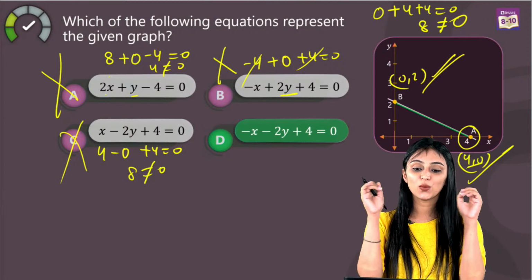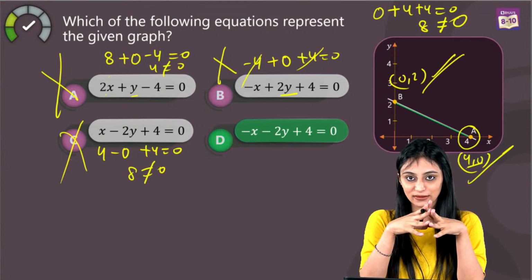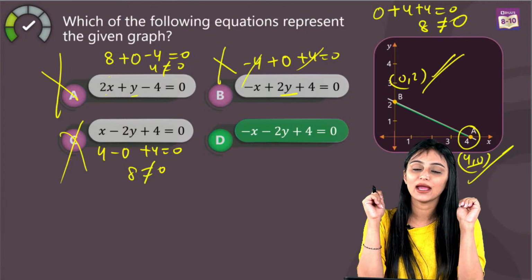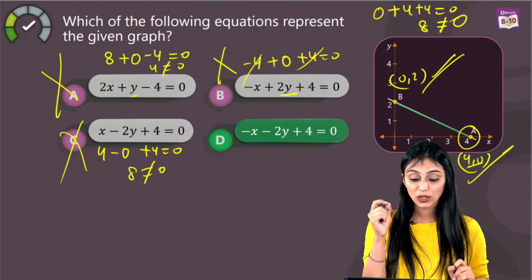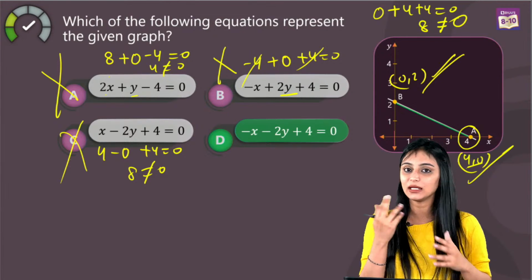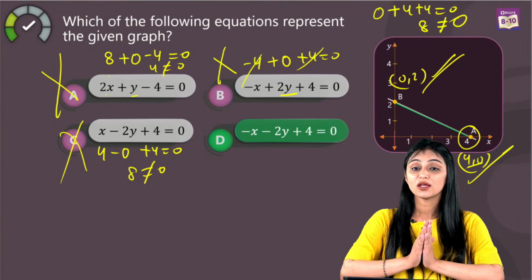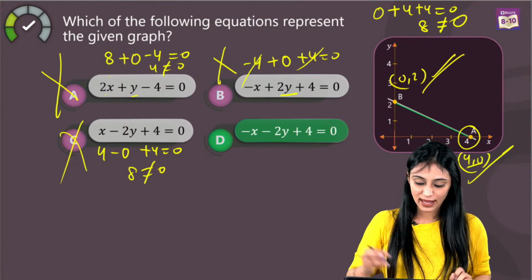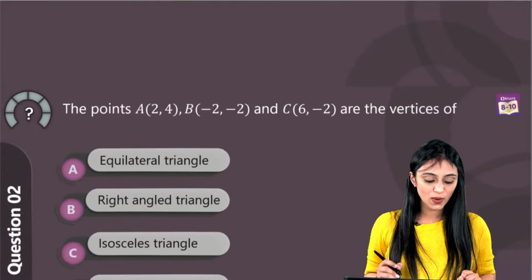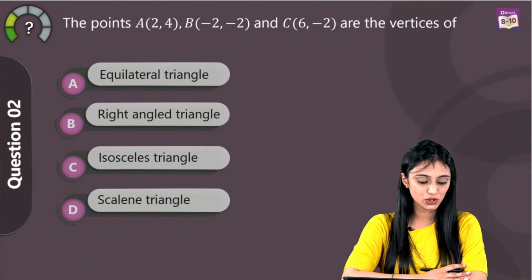So I'm sure that you would have understood both the methods now, right? And you can apply any method, whichever you are comfortable with in the exam, because you have to complete the question, because 90 minutes are there, 40 questions. So in every question, you cannot spend too much time, right?